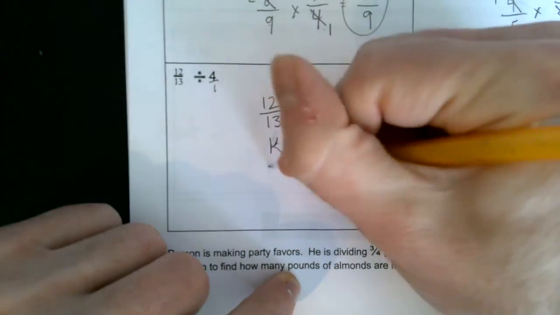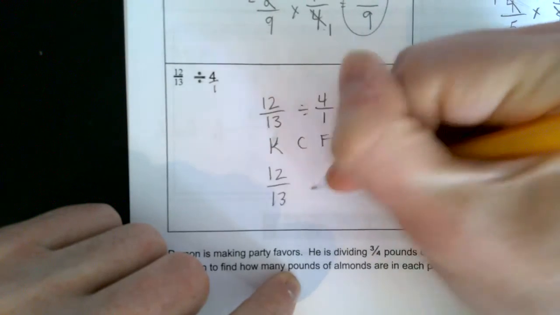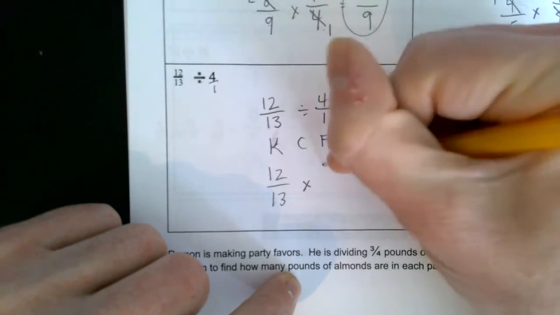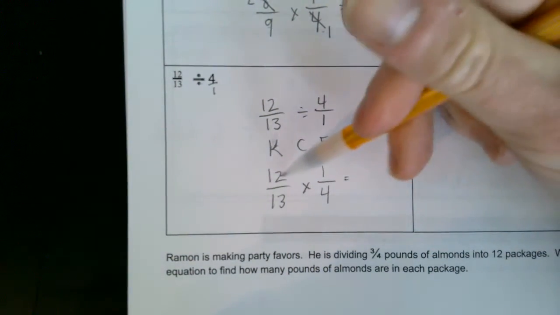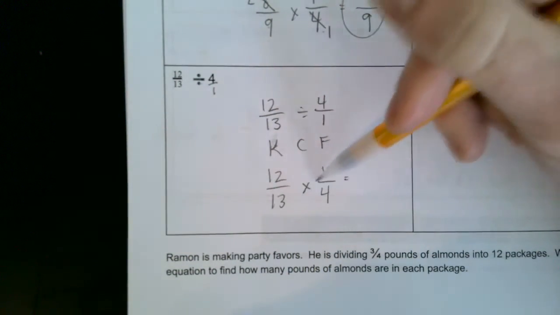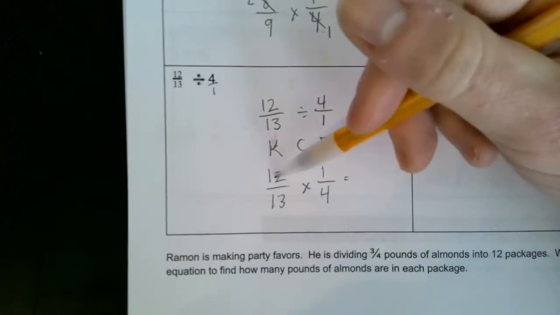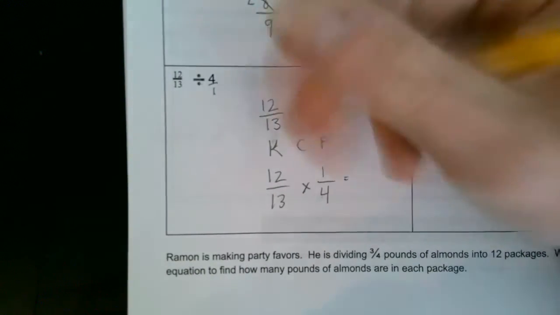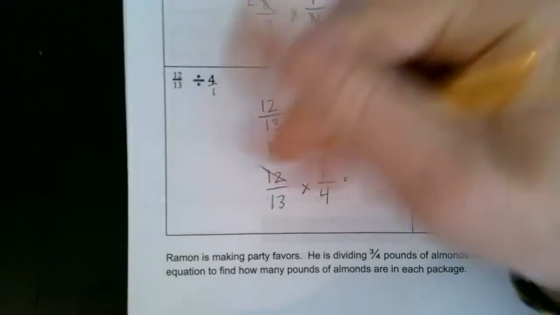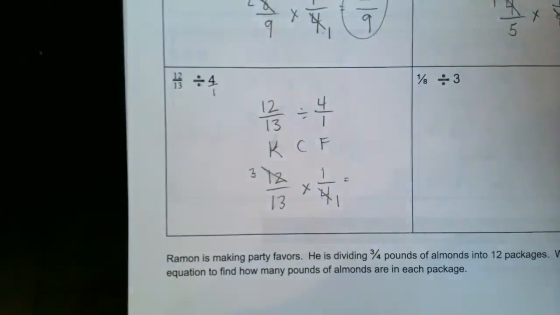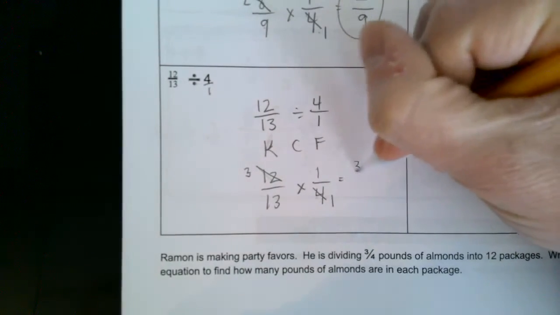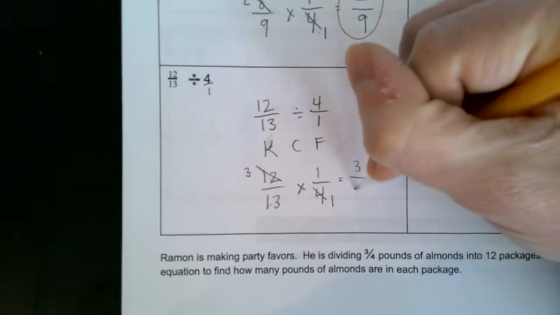All right. 12/13 times 1/4. Let's see. Is there any simplifying? 13 and 1? Nope, absolutely not. 4 and 12, you can divide them both by 4. That's the GCF of 12 and 4. 12 divided by 4 would be 3. 4 divided by 4 would be 1. 3 times 1 is 3. 13 times 1 is 13.